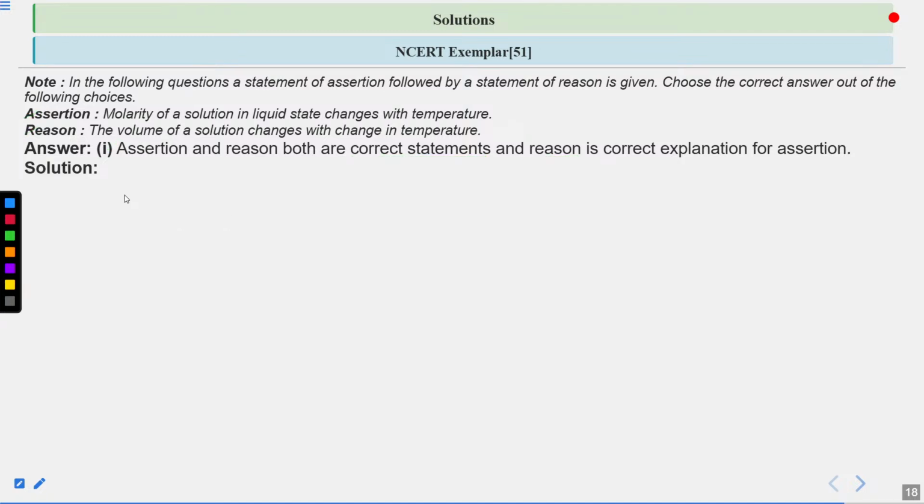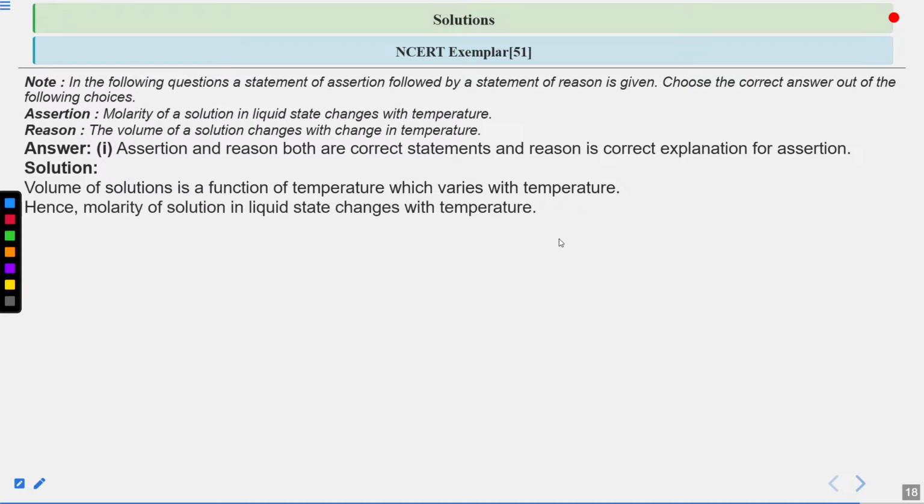Okay, let's see how. Basically the volume of the solution is a function of temperature, which varies with the temperature. In simple terms, volume for any solution is a function of temperature. Why? Because volume changes, that means it will increase or decrease when you vary the temperature for a particular solution. Its volume will change. Hence, molarity of the solution in the liquid state changes with the temperature.